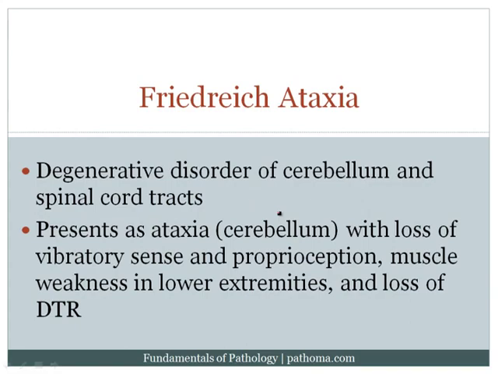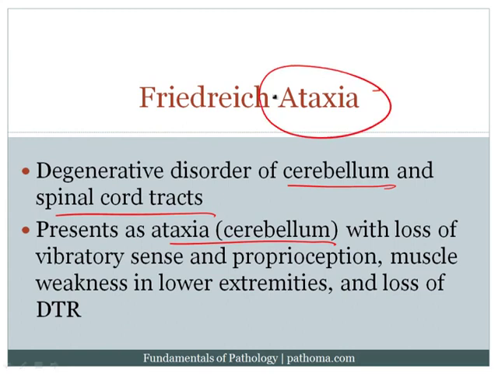Friedreich ataxia is a degenerative disorder of the cerebellum and spinal cord tracts. Because the cerebellum's involved, you get ataxia, hence the word ataxia in the name. And also, because the spinal cord tracts are involved, you get loss of vibratory sense and proprioception, you get muscle weakness in the lower extremities, loss of the deep tendon reflexes. So the key thing here is ataxia plus multiple spinal cord tracts.